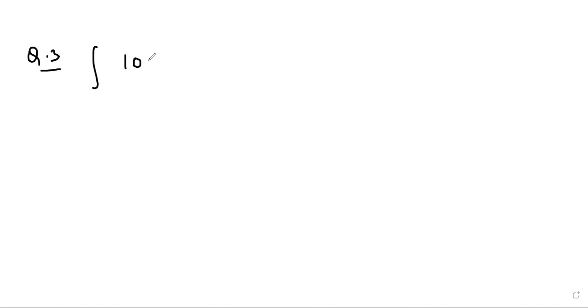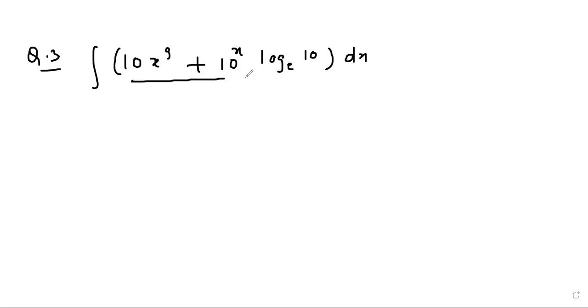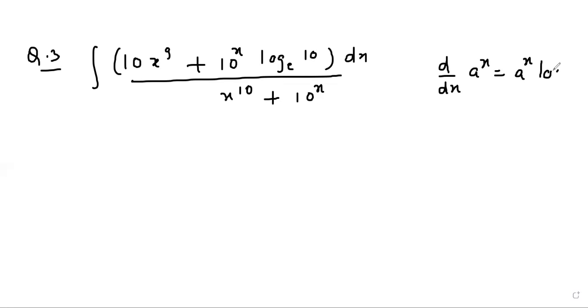Integration of (10x power 9 plus 10 power x log base e 10) dx divided by (x power 10 plus 10 power x). We know that d upon dx of a power x equal to a power x log a base e. The same concept we are going to make use of.